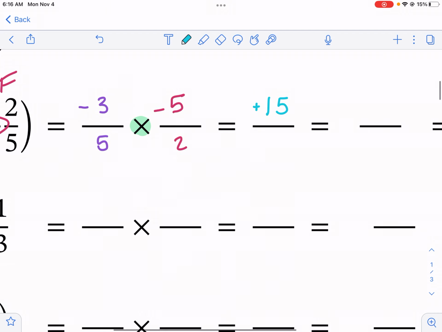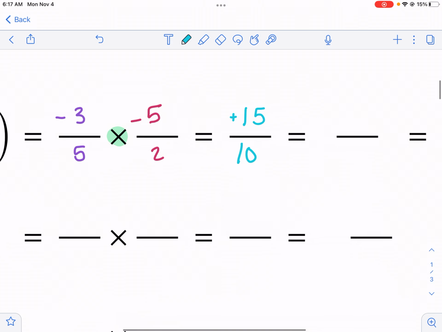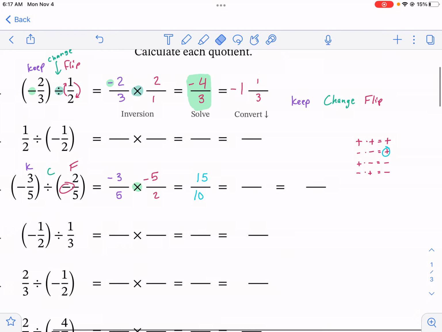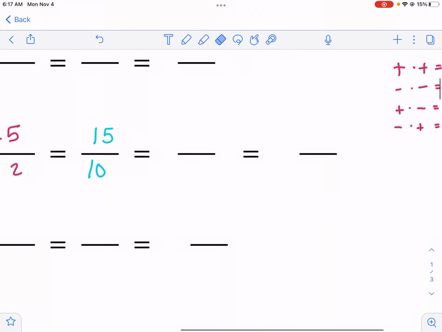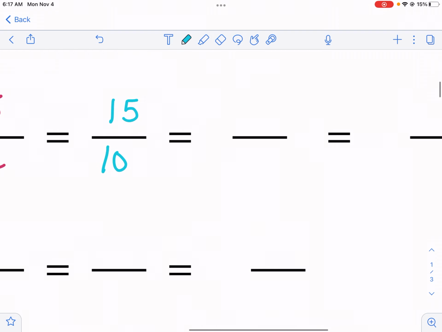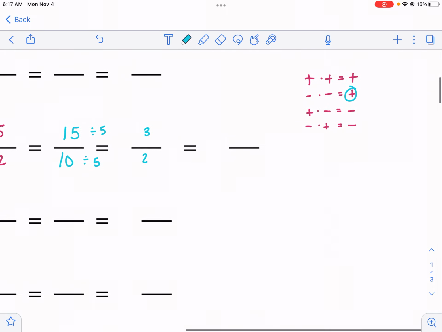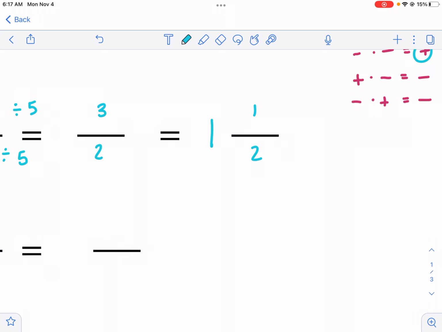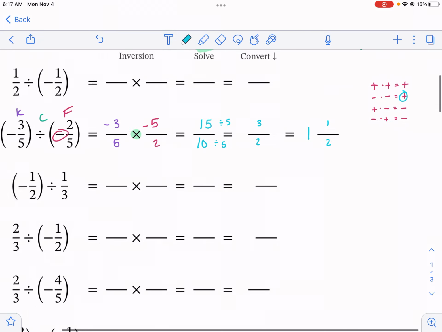Then I have 5 times 2, and that is 10. Okay, so I had my numerators multiplied together, and then my denominators multiplied together, and I get positive 15 over 10. Okay, so I think what it's wanting you to do at this point is to simplify if possible. This can be simplified. So if I divide both the top and bottom by their greatest common factor, which is 5, I'm going to get 3 over 2. Now, 3 over 2 can be changed to a mixed number if we wanted to, which is 1 and 1/2. How many times does 2 go into 3? 1 time, and there's 1 left over, so 1 over 2, and it's positive.